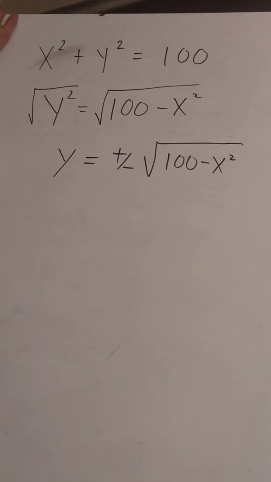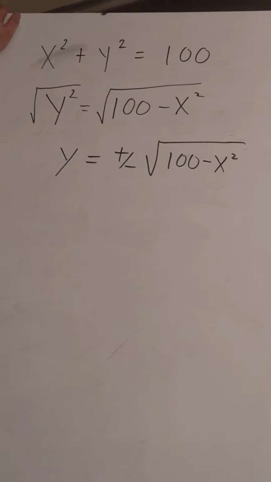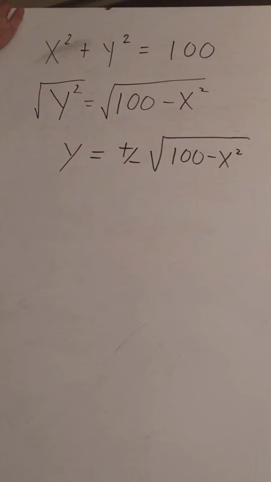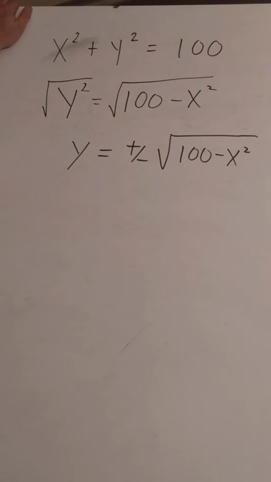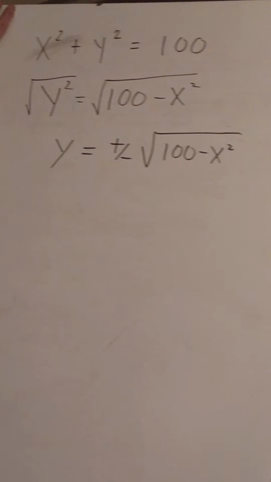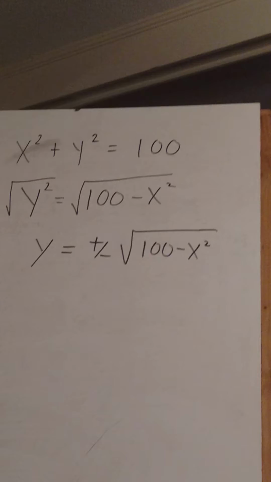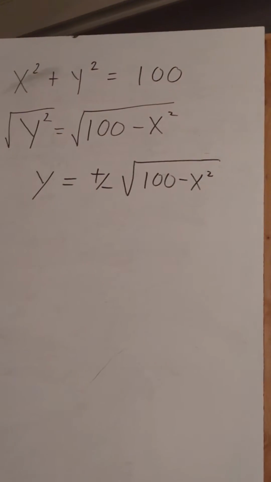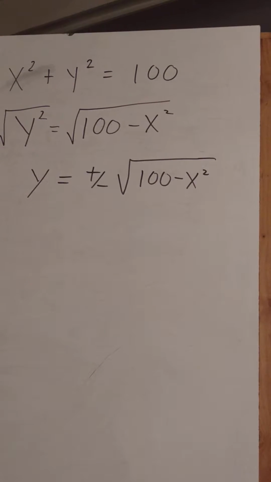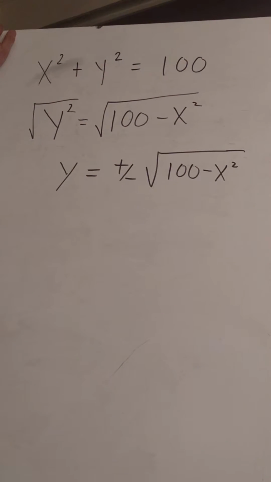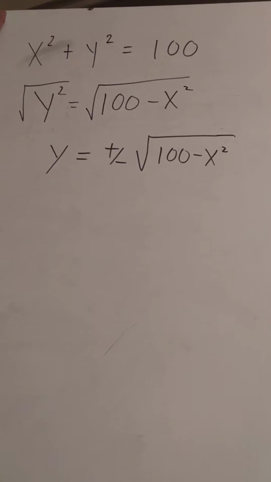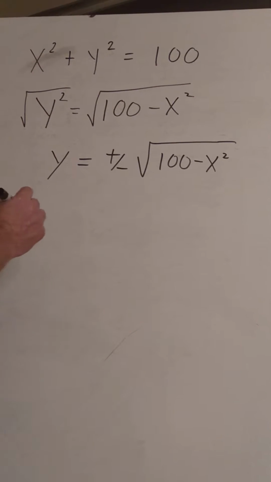So there's a limit to the domain, that is, the numbers I can put in for the independent variable. In this case, what's the maximum number I can put in for x? 10. And the minimum is negative 10? Yes, because if I did negative 11, negative 11 squared is positive 121. So the domain would be negative 10 to positive 10.